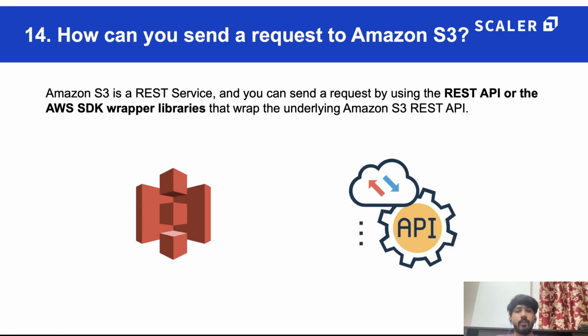Okay, so now coming to the next question, how can you send a request to Amazon S3? It's a REST service, and you can send a request by using the REST API, which is available, or you can use the AWS SDK wrapper libraries that wrap the underlying Amazon S3 REST API. So basically, you can use the REST API manually, or you can use the AWS SDK, and you can create a piece of code. Whenever you run that code, it will send whatever request you want by using the wrapper libraries which you have created, right? So that's how you can do it.